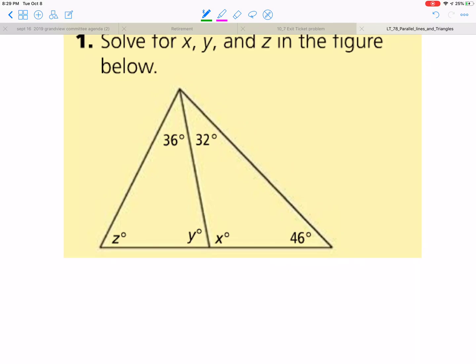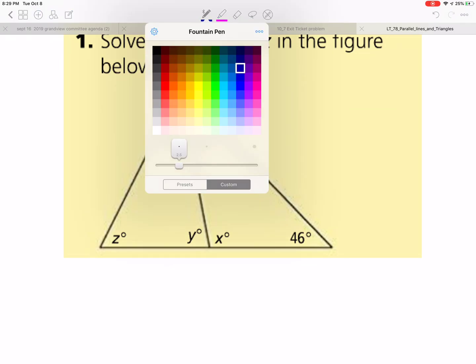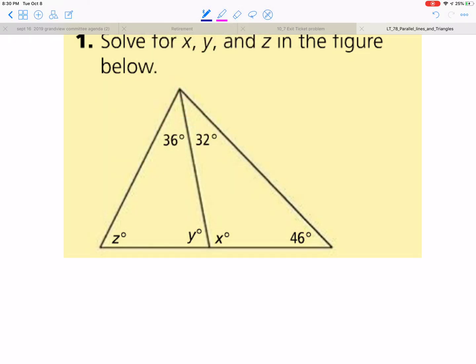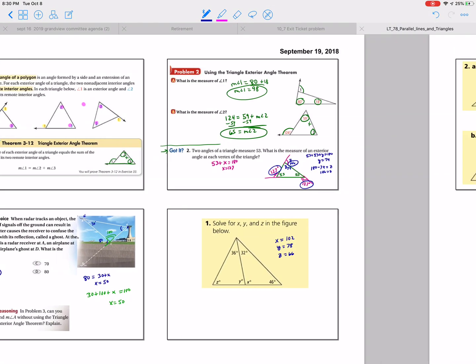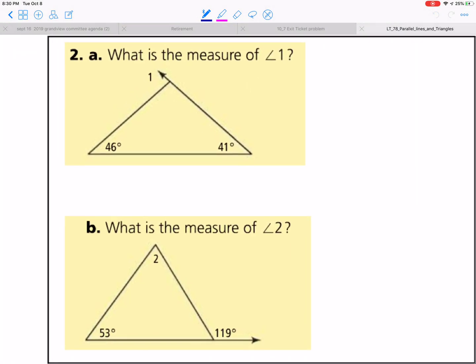Pause the movie, try this on your own, press play when you are finished. Since we did one similar to this, I'm going to give you the answers of X is 102, Y is 78, and Z is 66, just to check yourself. Pause the movie, try these two, press play when you are finished.